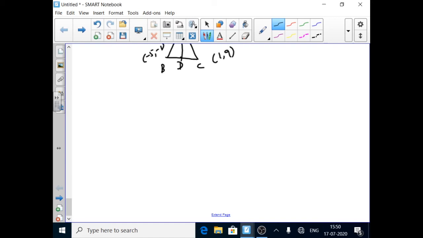So how can we find the point D? D is the midpoint of BC. So the first step is to find the point D. Once we find the point D, if we take the 2-point formula for A and D, we can get the equation of the median AD.